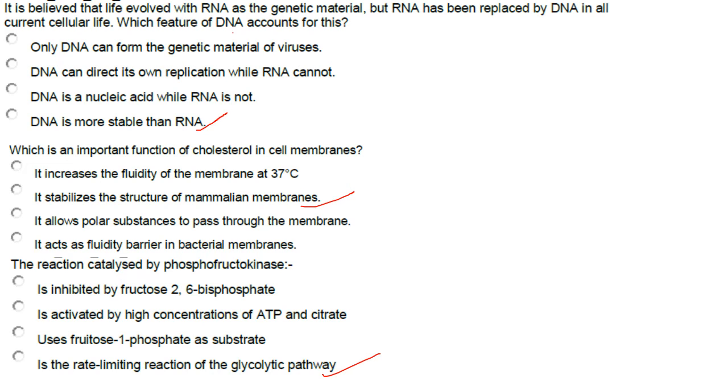Now, the greater length of DNA can be maintained without breakage. Then presence of thymine rather than uracil enhances stability of DNA, making the many unavoidable accidents that occur to the molecule much easier to repair. That is why RNA has been replaced by DNA in all current cellular life. Now that is because DNA is more stable than RNA.